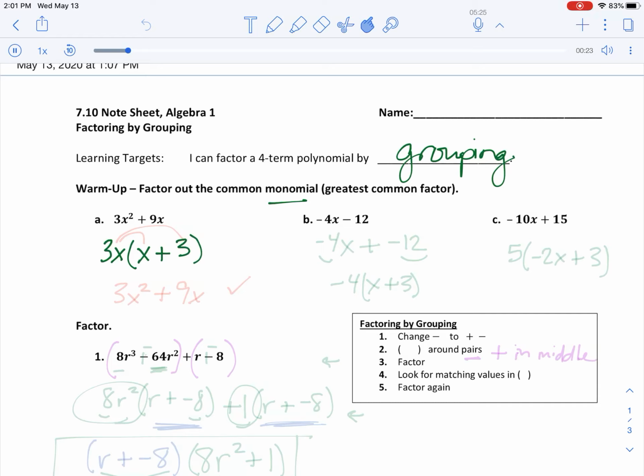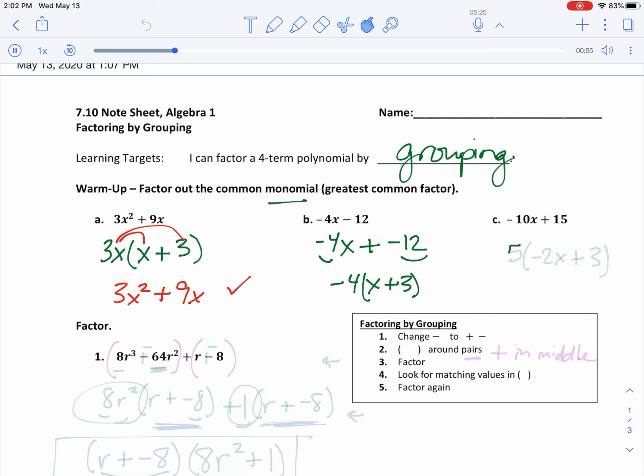And the way you can also check this is you can think about going backwards, okay? Think about distributing it, and that would give me 3x squared plus 9x. So yep, that works, okay? Now let's go ahead and look for the common factor in b. It might help if we rewrite this minus as a plus a negative. Okay, now what's common in negative 4 and negative 12? A negative 4. And that leaves me with x plus 3.